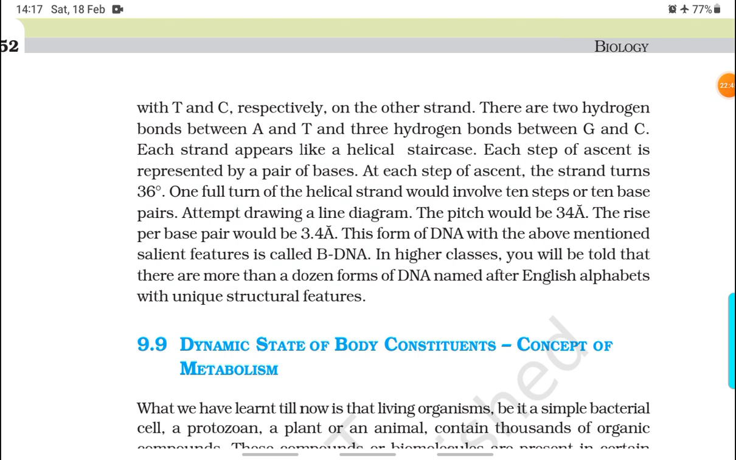Each strand appears like a helical staircase. Each step of ascent is represented by a pair of bases. At each step of ascent, the strand turns 36 degrees. One full turn of the helical strand would involve 10 steps or 10 base pairs. Attempt drawing a line diagram. The pitch would be 34 angstrom. The rise per base pair would be 3.4 angstrom. This form of DNA with the above mentioned salient features is called B-DNA. In higher classes, you will be told that there are more than a dozen forms of DNA named after English alphabets with unique structural features.